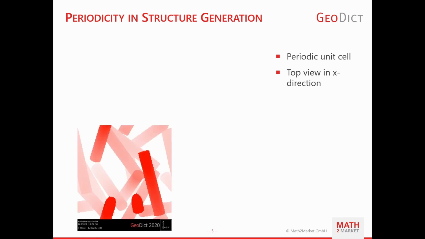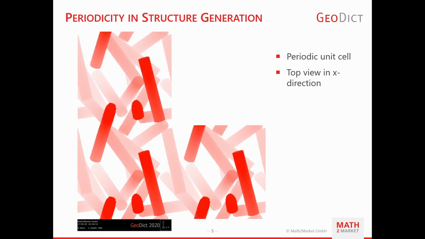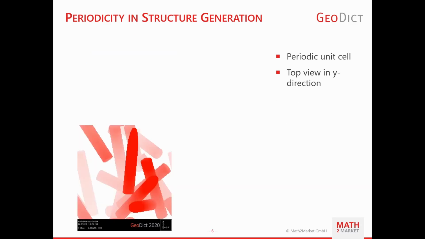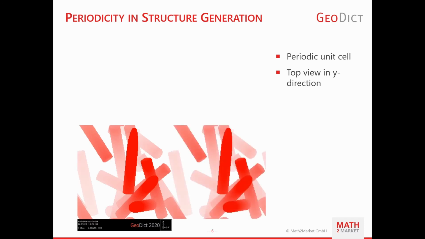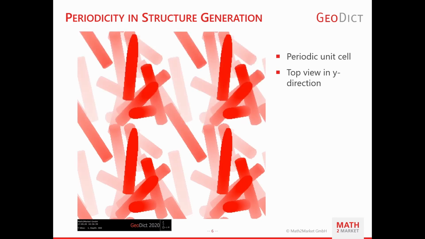You can also see that when you look at the 2D slices, in this case the top view in X direction of this periodic unit cell. When you repeat the unit cell next to the original one, you can see that they smoothly pass into each other and form one big structure. So that's the advantage of periodicity. Of course, that also applies to the top view in Y direction and would also apply to the top view in Z direction. So you can see that again, if you repeat the unit cells next to each other, they form one continuous big structure.